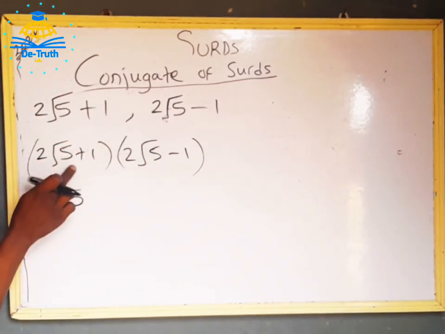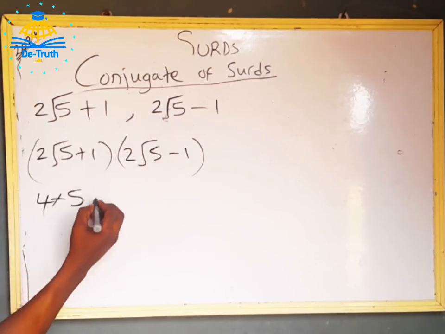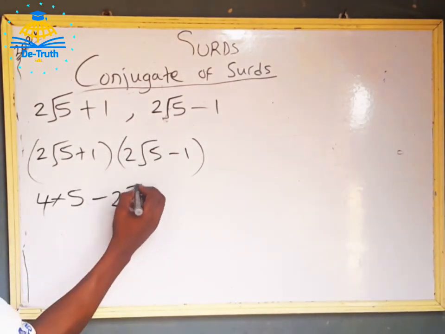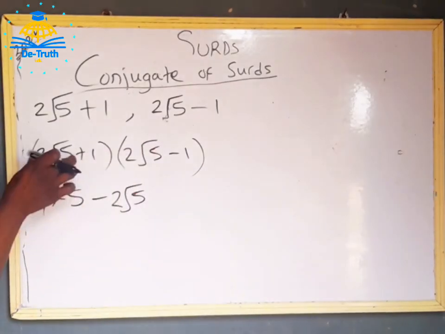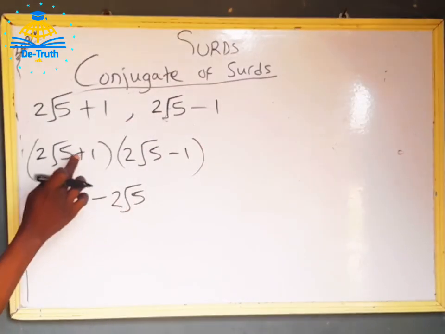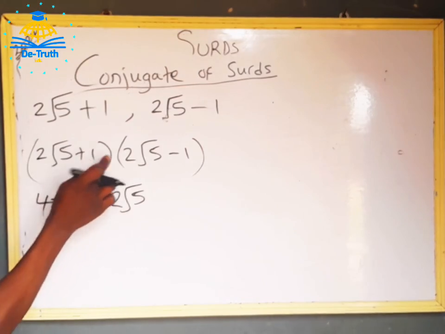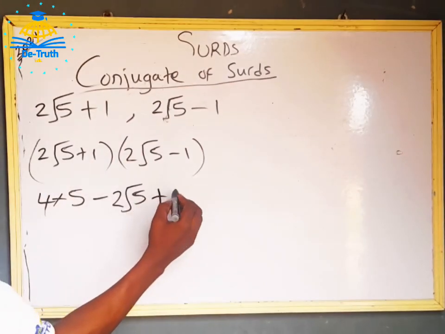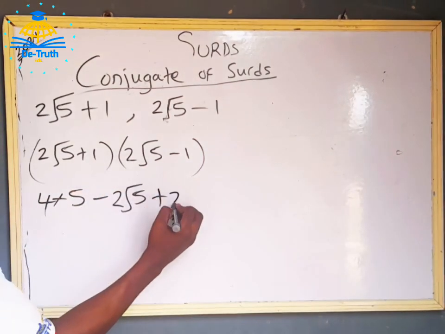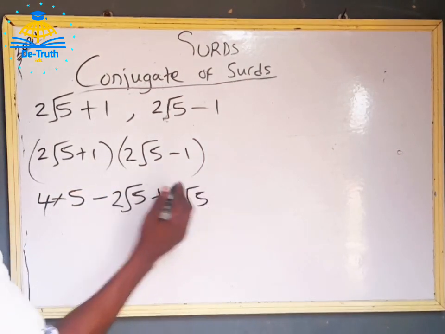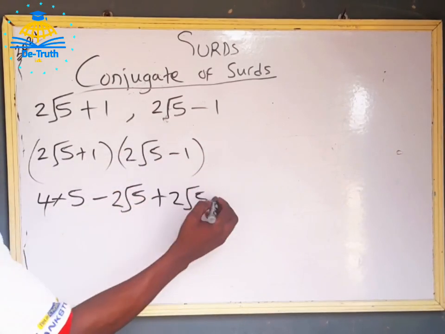Then 2 root 5 times minus 1 will give me minus 2 root 5. So you multiply this one by this, and this one by this. Then plus 1 times 2 root 5 is plus 2 root 5. Then plus 1 times minus 1 is minus 1.